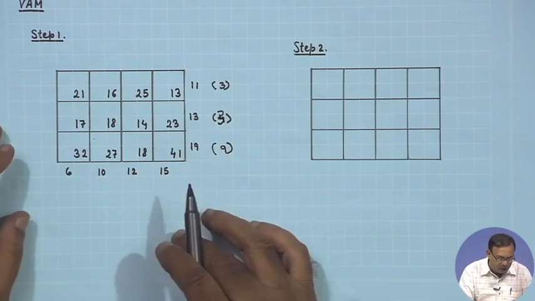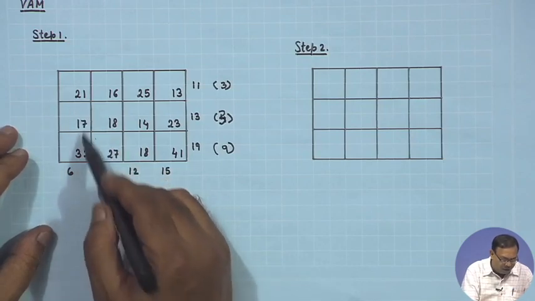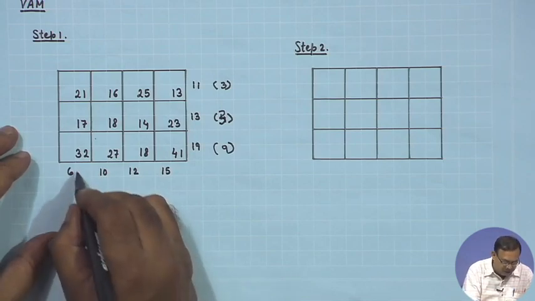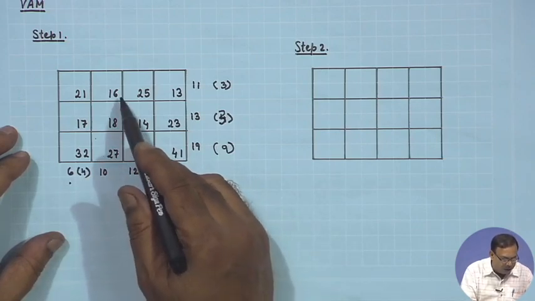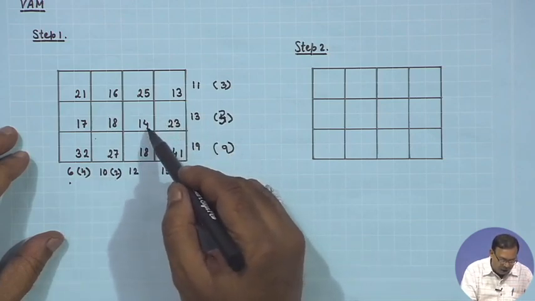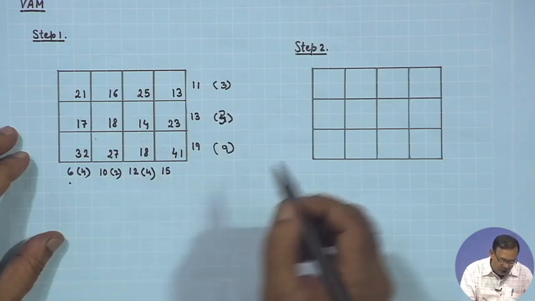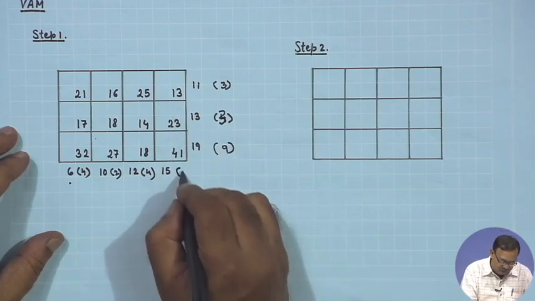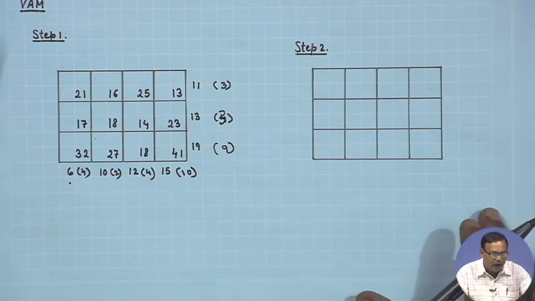And the same operation I will do now for each column. For the first column, smallest is 17, second smallest is 21. So, the difference is 4; I am writing 4 within bracket here. For the second one, smallest 16 and second smallest 18, it is 2. For the third column, it is 14 and 18, so the difference is 4. And for the last one, smallest and second smallest are 13 and 23, so the difference is 10. So, now you see these differences you are calculating.